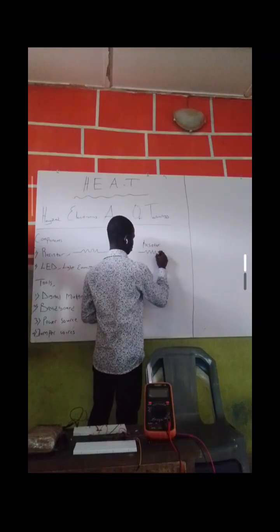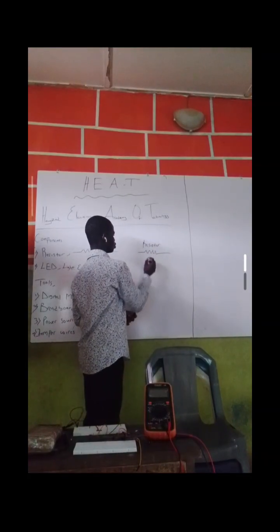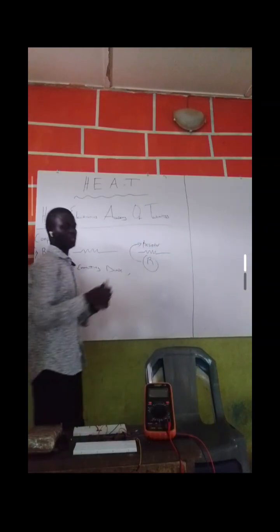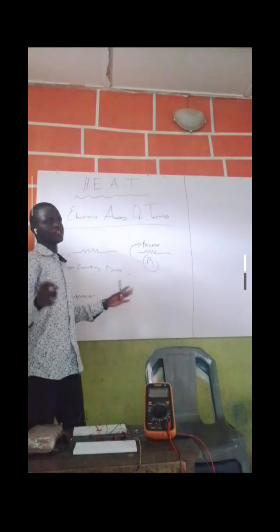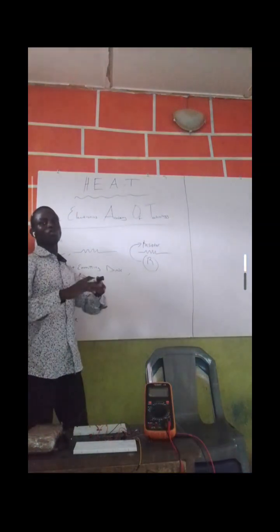Or we can write it as R. It's just a short form, like the R is coming from here: resistor. If it's a capacitor, capacitor is one letter, C. If it is a diode, D. They have a lot of names.